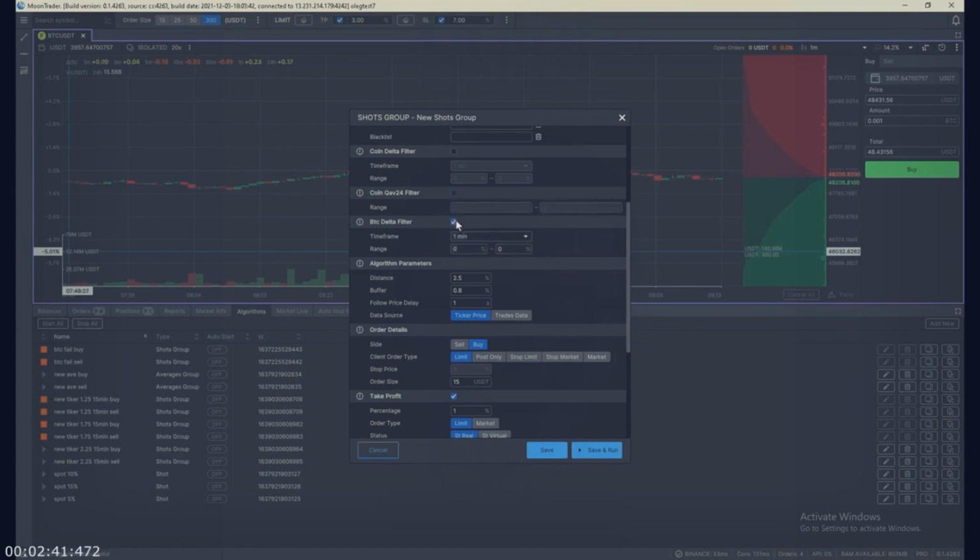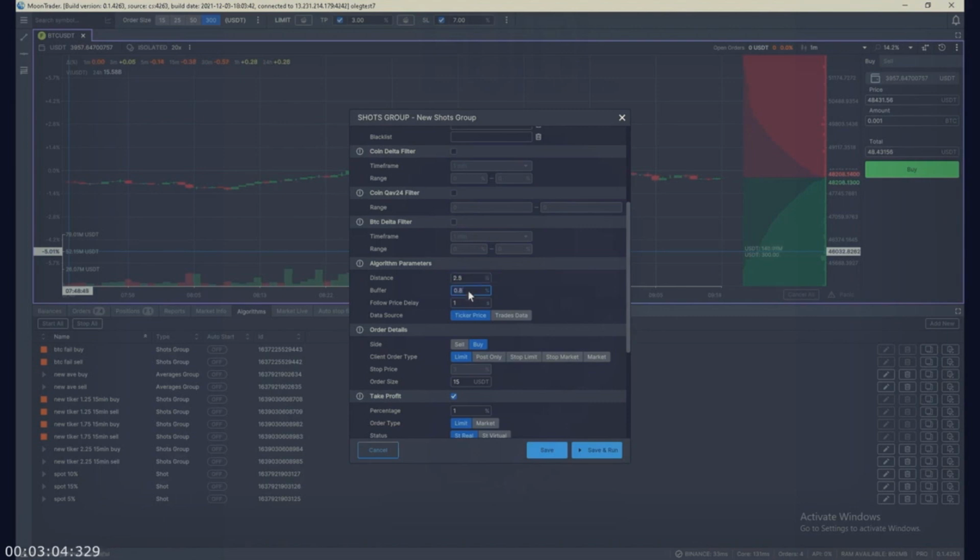Bitcoin Delta Filter. This works similar to the Coin Delta Filter, but only on Bitcoin. It is needed to enter or exit trades when Bitcoin price changes, as most coins follow its movements. Algorithm Parameters allow you to set your parameters for an order. Distance determines how far from current price in percentage an order should be placed by the algorithm.